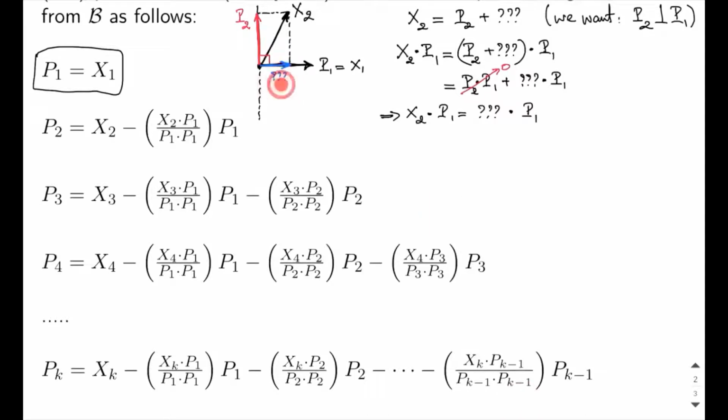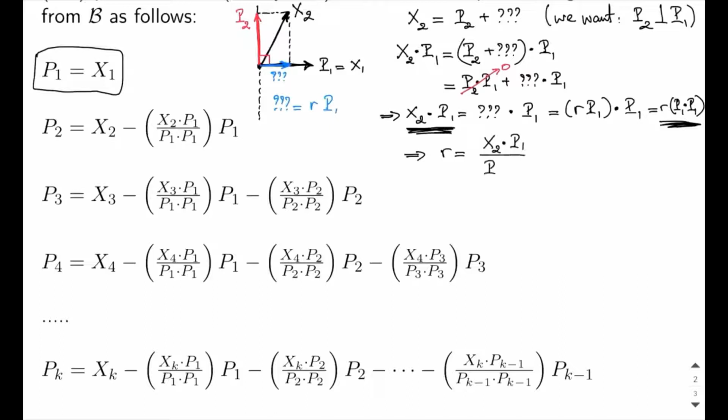Because triple question mark is in the span of p1, it's in the same direction as p1. So it's got to be some scalar multiple of p1. That means we can go ahead and replace that here with r p1 dot p1. Then by the scalar property of the dot product, we can pull out the r, and we end up having r times p1 dot p1. All right, so x2 dot p1 equals r p1 dot p1. So this implies that the scalar r is the ratio between x2 dot p1 and p1 dot itself.